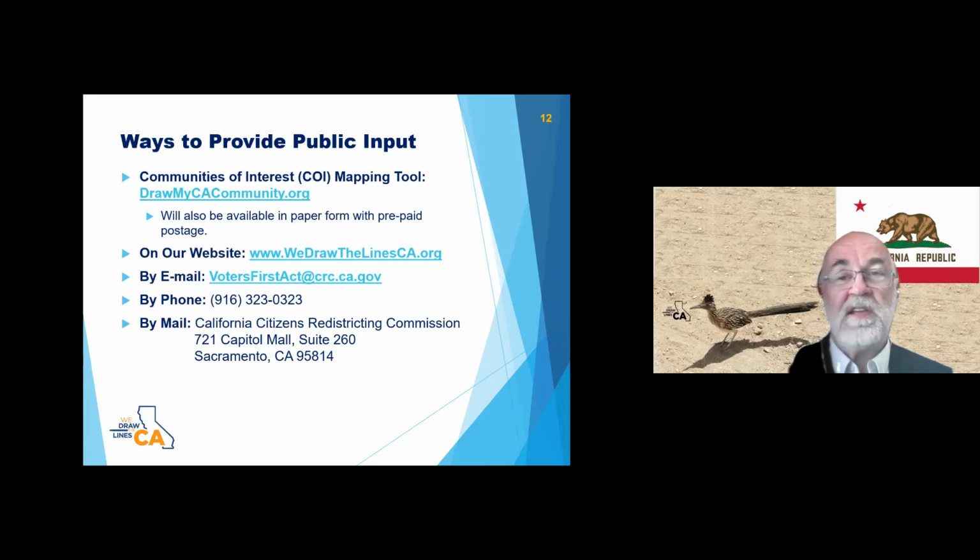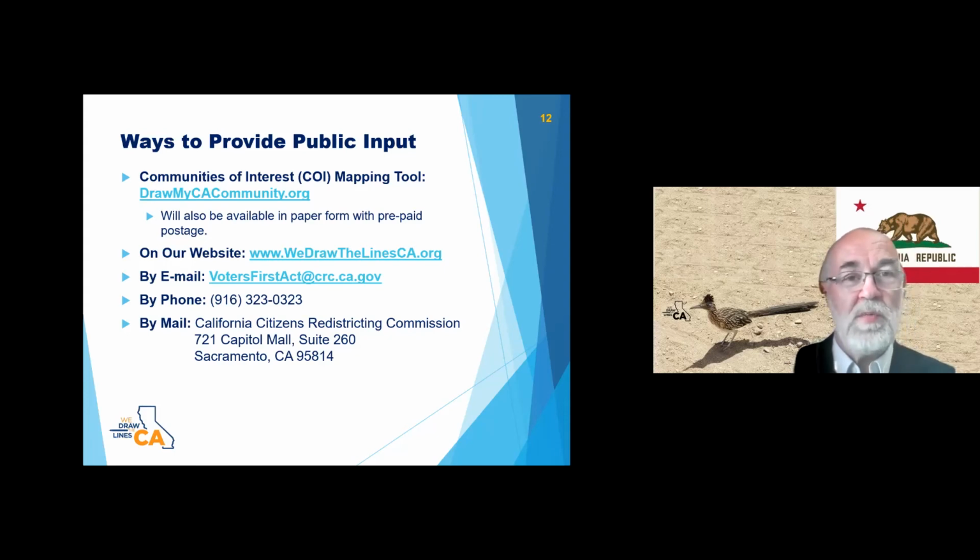I mentioned that the communities of interest input sessions begin today. There will be another one with a statewide focus on Saturday the 19th, after which we're going to shift gears and go into communities of interest input events focusing on specific parts of the state. So we are part of Zone I, San Bernardino and Riverside counties. The first communities of interest input session focusing specifically on San Bernardino and Riverside counties will be Thursday, June 24th.